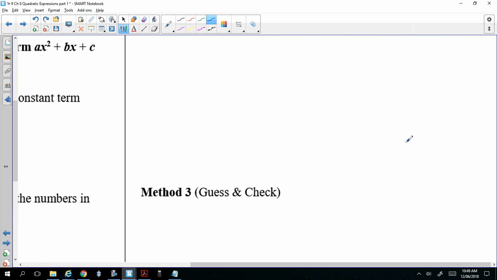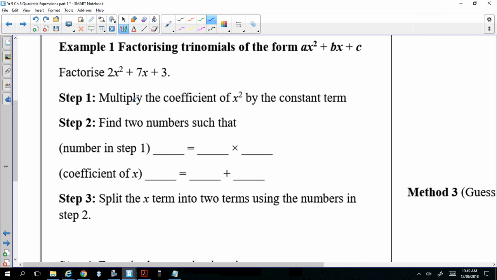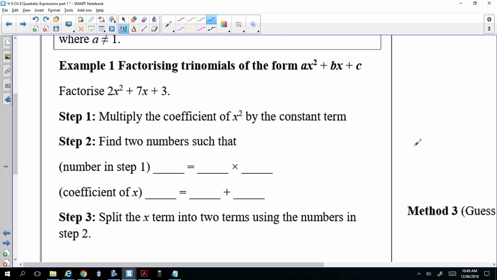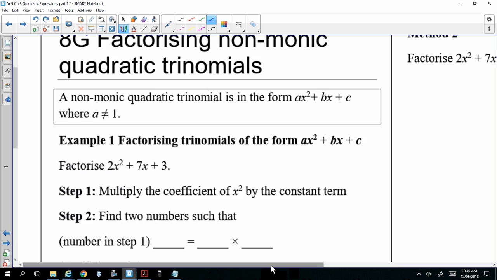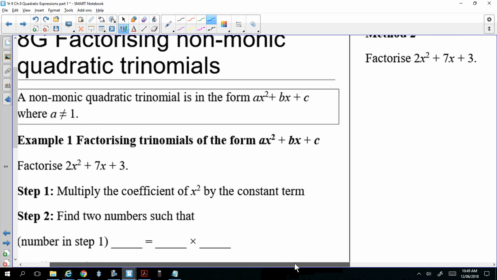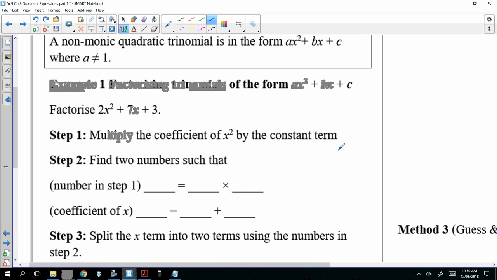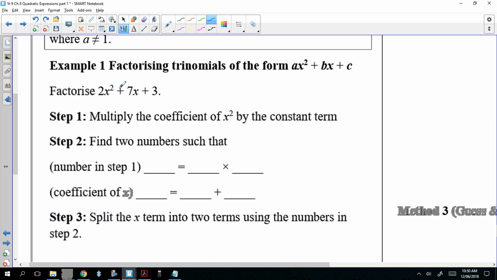So what we're going to do is factorize this expression. There are 3 ways. I will show you all 3 ways. You just have to choose one of the ways, depending on which one you like. There's only 3 ways available. Let's go through the first way. We're going to factorize 2x squared plus 7x plus 3.